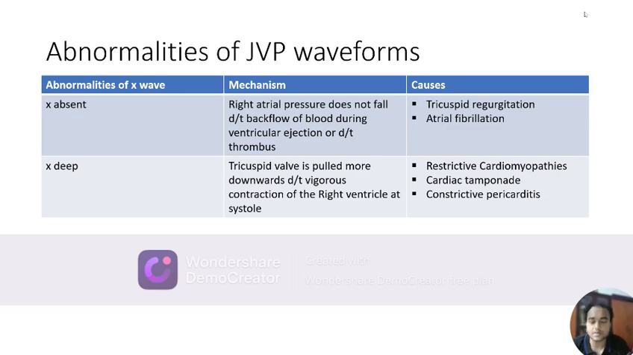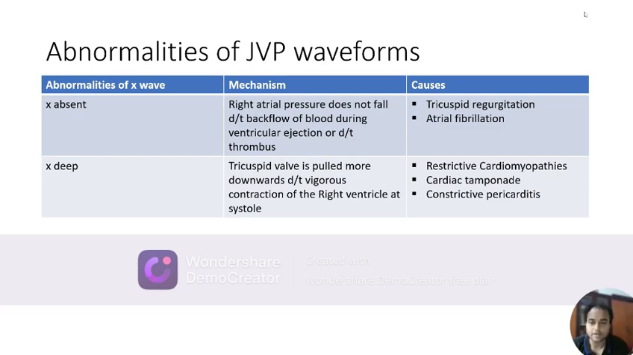Now, if the X wave is absent, this means the right atrial pressure does not fall, and this happens either due to backflow of blood during the ventricular ejection phase as a result of an incompetent tricuspid valve, as in tricuspid regurgitation, or may happen due to a thrombus in the right atrium as a result of the stasis of blood in patients of atrial fibrillation. A deep X wave can happen if the tricuspid valve is pulled more downwards due to vigorous contraction of the right ventricle in the systole phase. This can happen in conditions like restrictive cardiomyopathies, cardiac tamponade, and constrictive pericarditis.